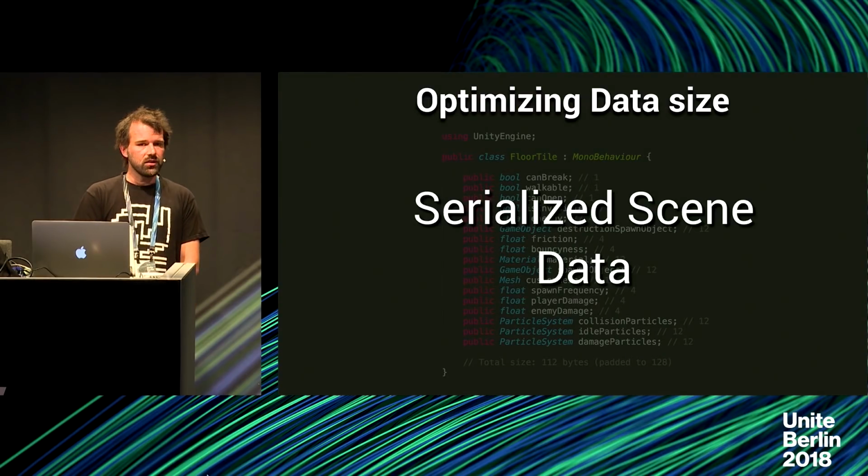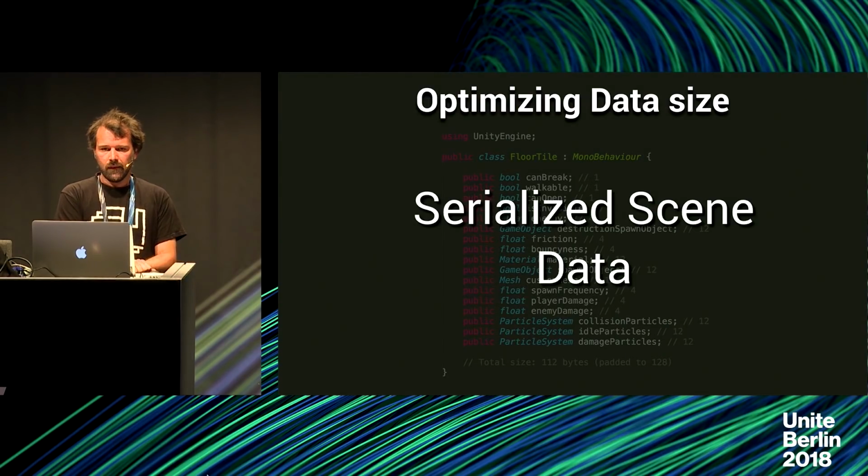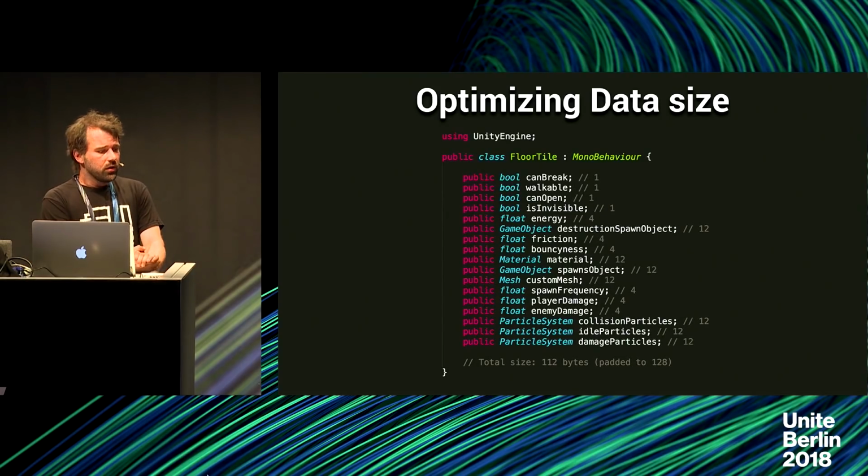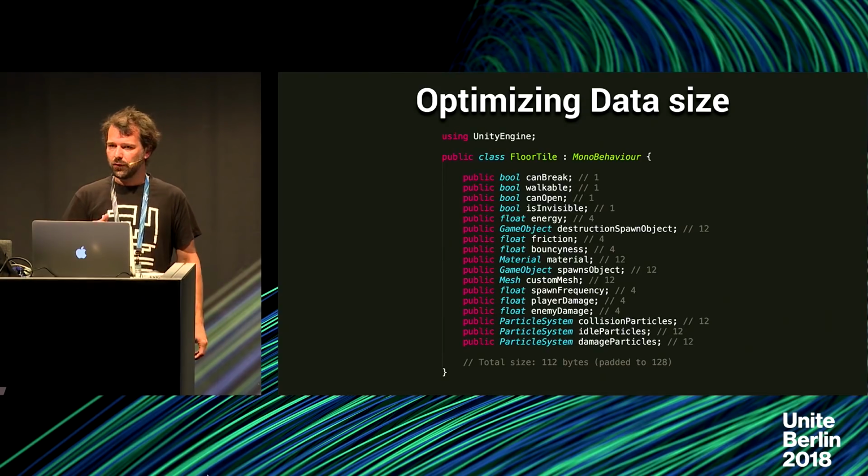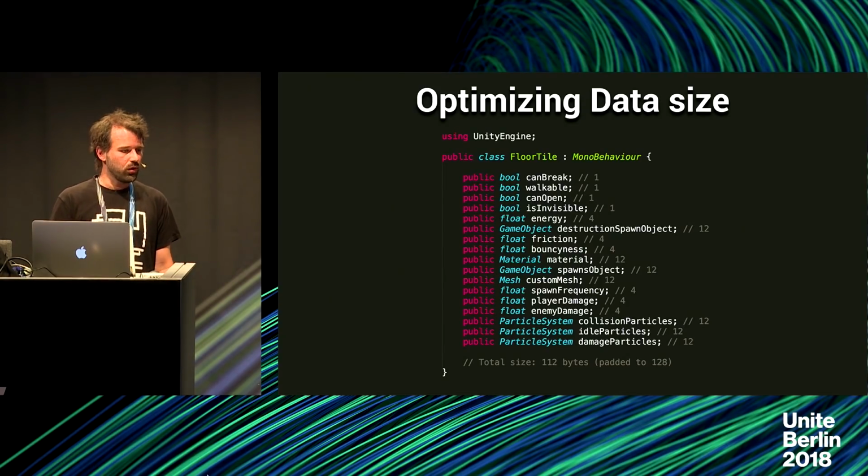Another thing I want to look at is the serialized scene data. If you build a scene in Unity, that's basically a binary file containing all your game objects in your scene and all your components with all their properties serialized to disk. So sometimes you may have a lot of instances of the same objects in the scene. Here's an example. This is a component, a MonoBehaviour called a floor tile, which you could imagine as a floor tile in a game where you can run around.